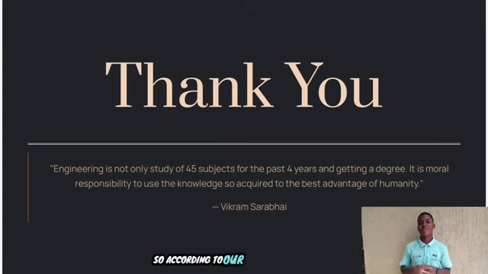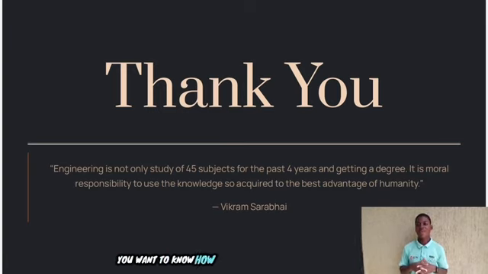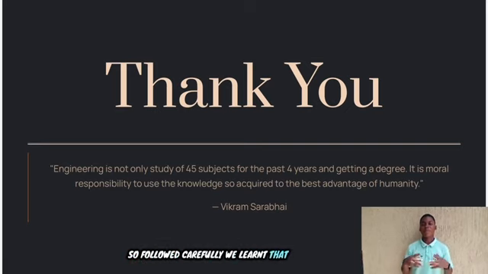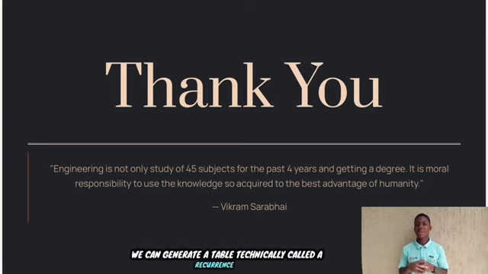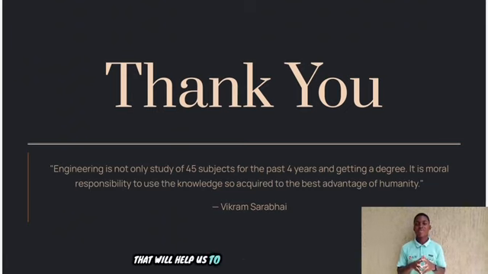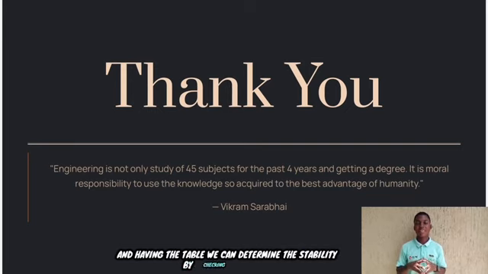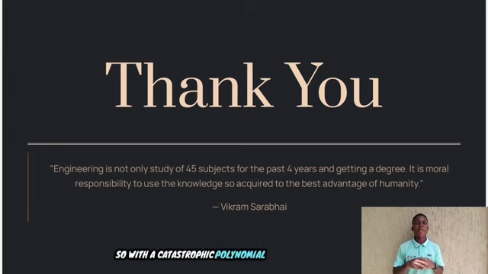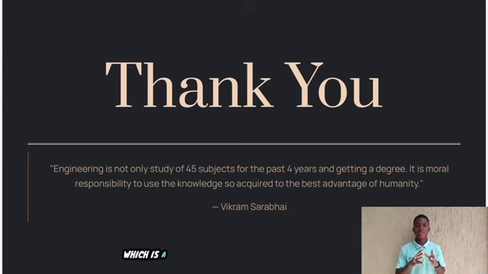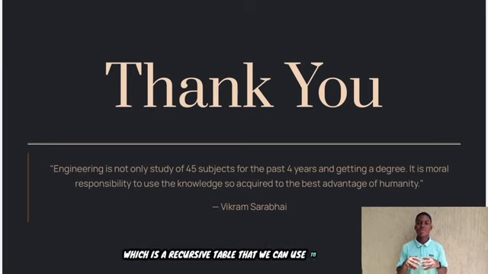According to our presentation, we got to know how to use the Routh criterion analysis to determine the stability of engineering systems. If you followed carefully, we learned that with the characteristic polynomial from the transfer function of the system, we can generate a table called the Routh table that will help us determine the stability. With the characteristic polynomial, we can develop this structured table, which we can use to check the stability.